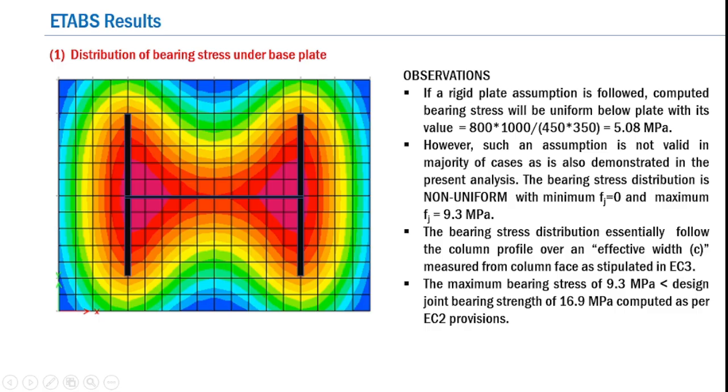Now, having obtained the maximum bearing stress, in this case 9.3 MPa, we need to check whether this computed bearing stress is within the allowable value or not. Accordingly, I have computed the design joint bearing strength as per the Eurocode EC2 provisions, and this works out to be 16.9 MPa. So the actual one is 9.3, which is less than 16.9 MPa. So we conclude that the plate size is sufficient from the point of view of the bearing stress.